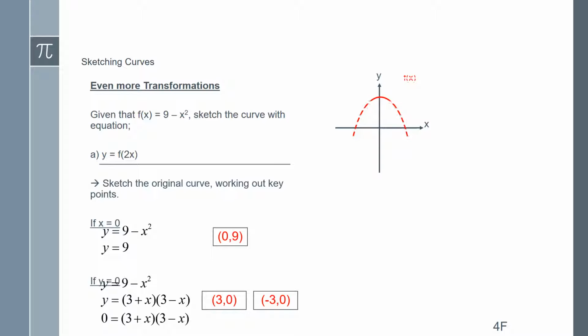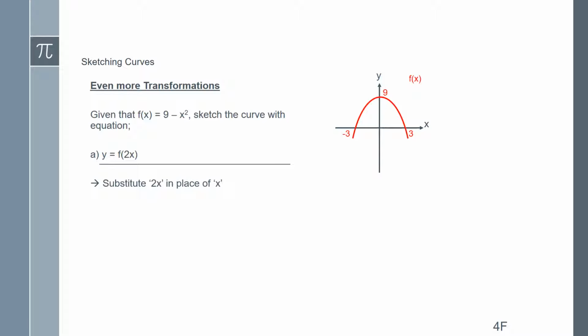That gives us all the information we need to plot the graph. We know the y-intercept, which is 9. We know the intercepts 3 and minus 3. Because it's minus x squared, we know it's an n-shaped quadratic. So we can sketch the original function looking like that, through minus 3, 3 and 9. Now f of 2x.